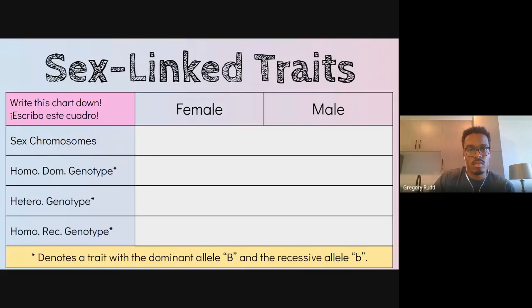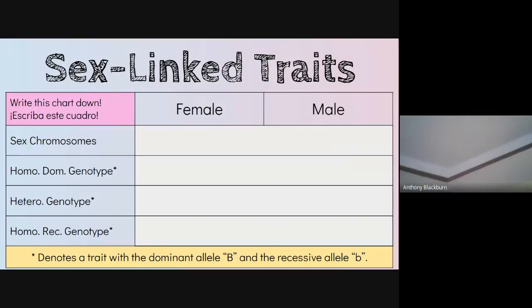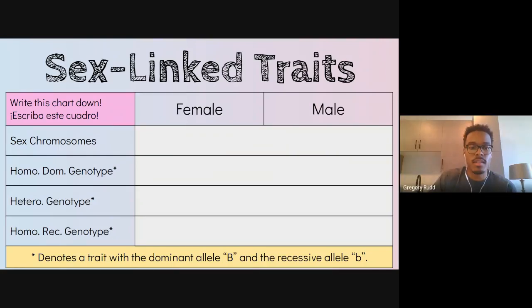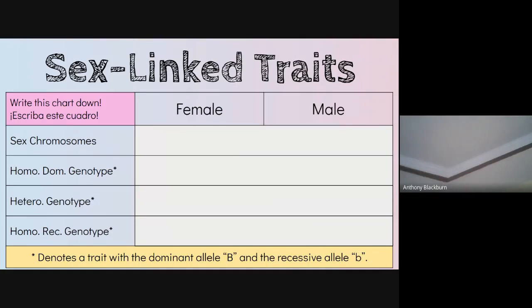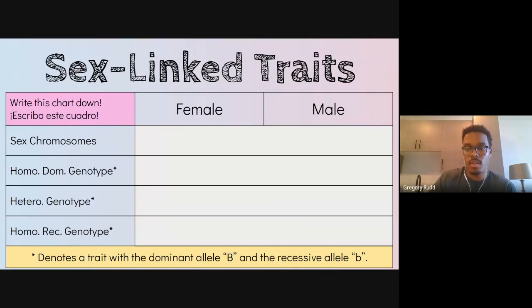So, Mr. Rudd, it's males only have one X chromosome, right? Correct. Okay, I made sure I had to get that written down. Good. Thank you. Good question.